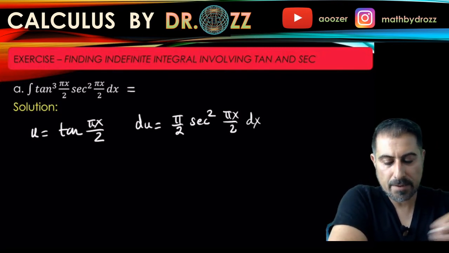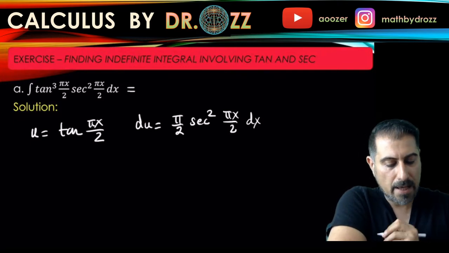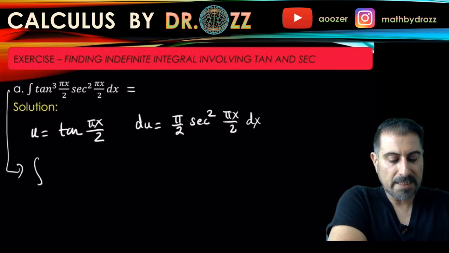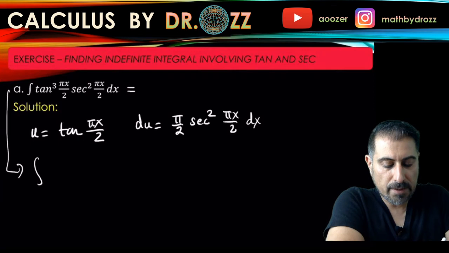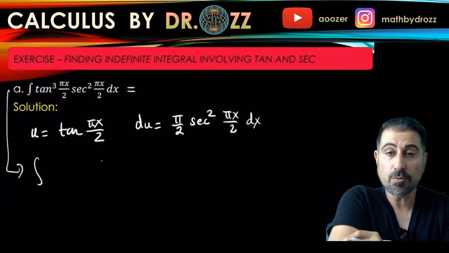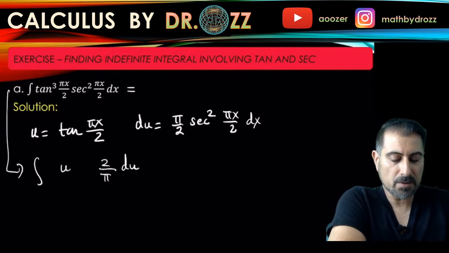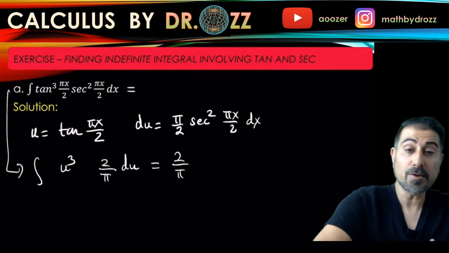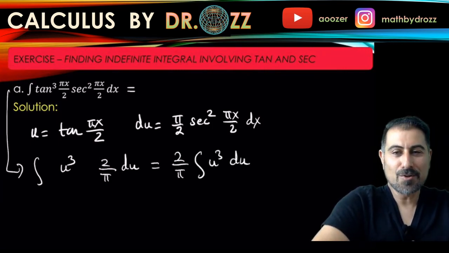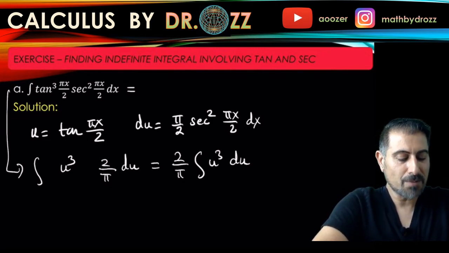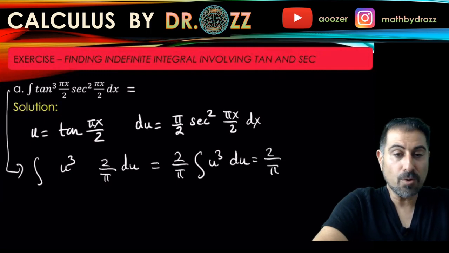Then I can rewrite this integral as, first of all, secant squared pi x over 2 dx is 2 over pi du. That's the first thing to do, 2 over pi. And I have u cubed here. So I can pull out 2 over pi because it's a constant, and write this as u cubed du. With one u substitution, we were able to convert this integral to something really easy to integrate, because we only need to use the power rule for integration here. So this is 2 over pi times u to the fourth divided by 4 plus c.